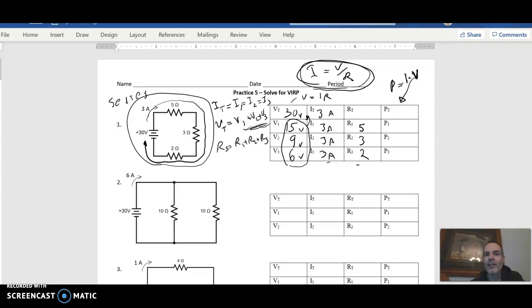Now what's the total resistance? I could do it two ways. I could just add these up because that's how resistors work in series. 5 plus 3 plus 2, that will give me 10. Or I could have rearranged this equation right here, Ohm's law, for resistance. And resistance would be V divided by I. So if I took 30 divided by 3, I would get 10. For the power column, just multiply I times V. So 30 times 3 is 90, 15 times 3, 60, 3 times 9, or 3 times 6. The way to check that is all the power equals the beginning.